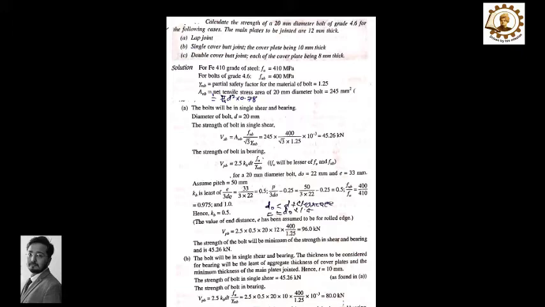Now Anb, the net tensile area of the 20 mm diameter bolt. In the previous class you wrote down the formula for Anb, that is 0.78 times pi by 4 times d square. So d is 20 here, so 0.78 pi by 4 d square is almost equal to 245 mm square. You can calculate with your scientific calculator. So we have Anb also.